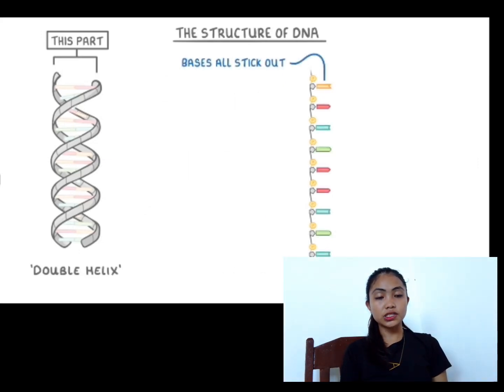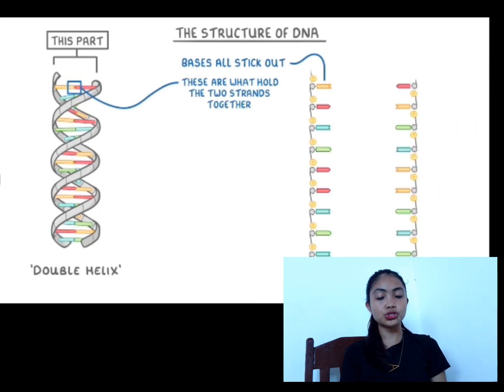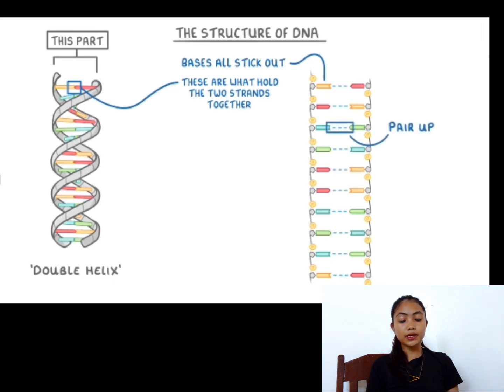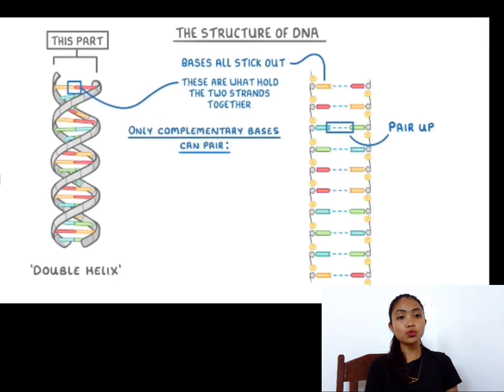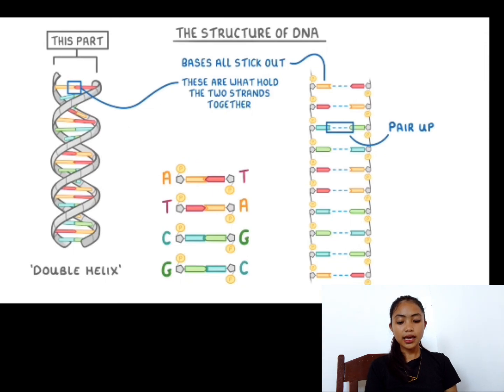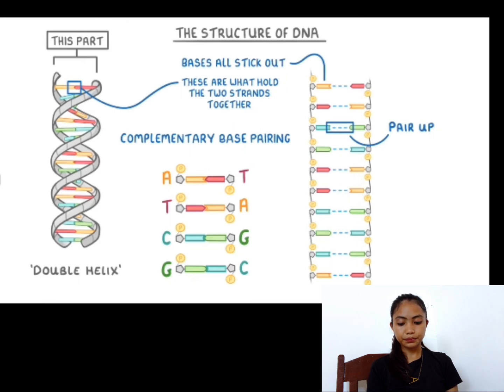If we look back at our single long chain, though, you can see that all the bases stick out to the side, and these are what hold the 2 strands in the double helix together. If we line up a second strand of DNA facing the opposite way, you can see how the bases compare and hold the 2 strands together. Importantly, though, only complementary bases can pair up with each other. So, A always has to pair with T, and C always has to pair with G. We call this concept complementary base pairing.